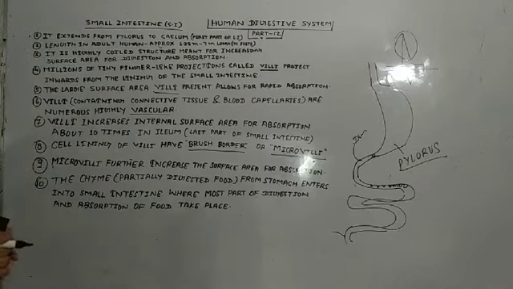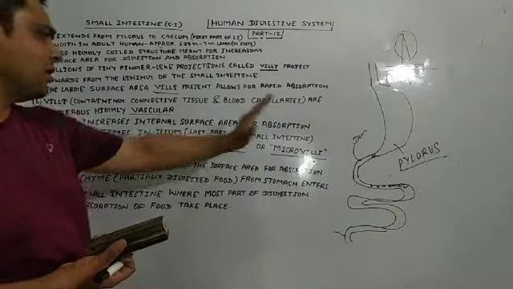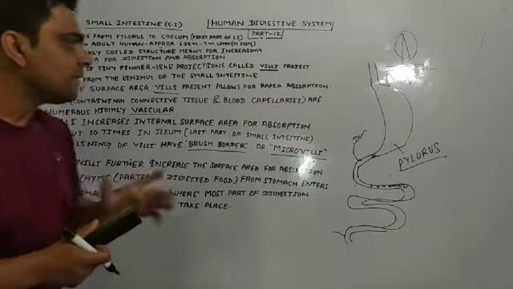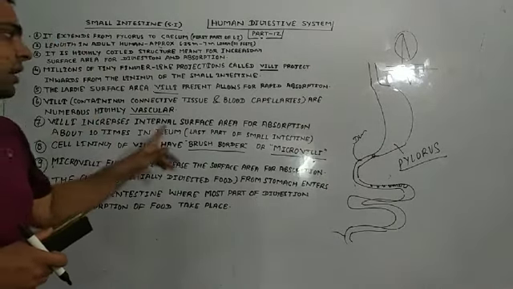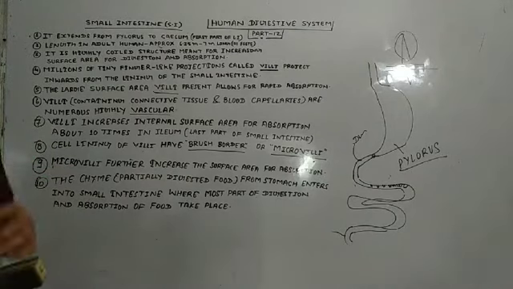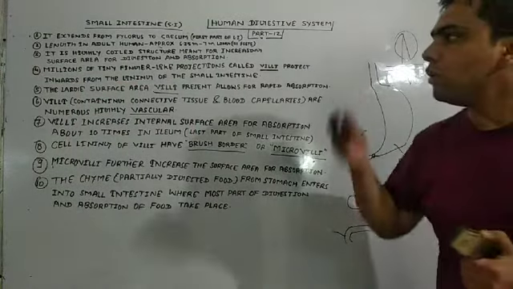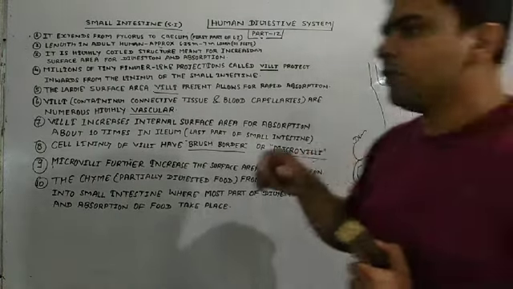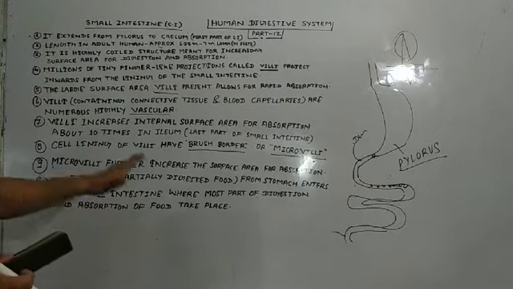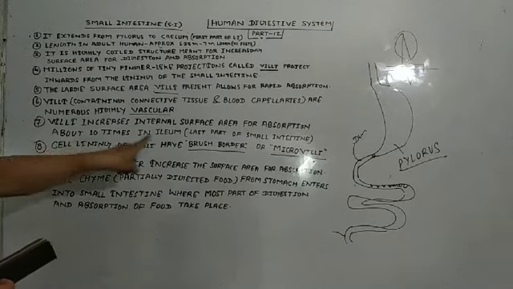Dear students, now come to the next point. Villi increase the internal surface area for absorption about 10 times in the ileum. Students, in a further video we will discuss the parts of the small intestine, and when we describe them, I will show you that the third part of the small intestine is called the ileum.